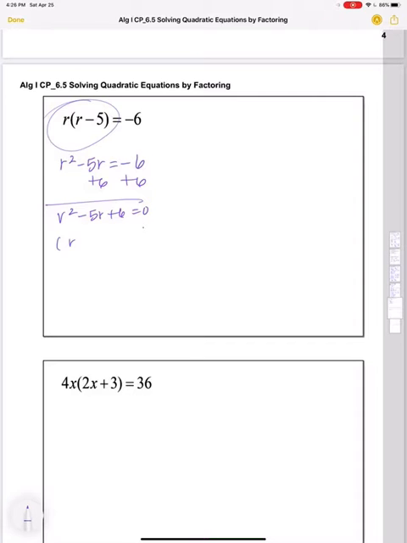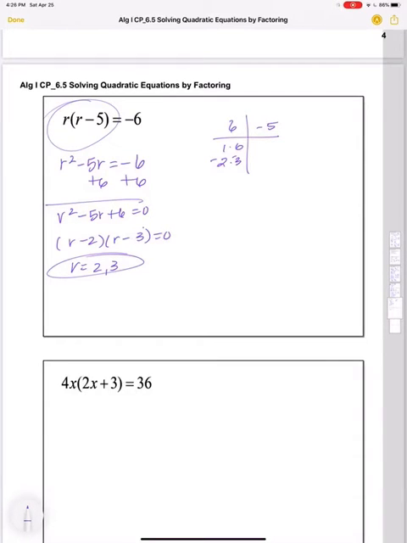So we've got r, would be, so 6 and negative 5. So 1 and 6, 2 and 3. I need a positive, so they've both got to be that. So negative 2, I feel like I just did that one, minus 3. So r could equal 2 or 3.